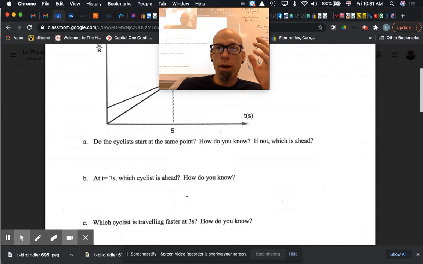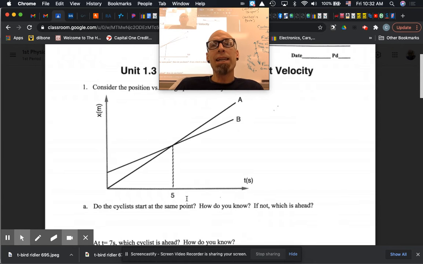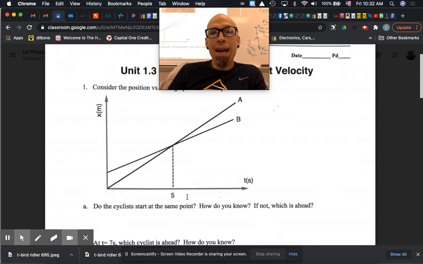And how do you know? Well, that's kind of what we were just saying. Is the A line ever the same steepness as the B line? So do A and B ever have the same steepness? If you say no to that, then your answer to D is no. They never have the same velocity because they never have the same steepness.